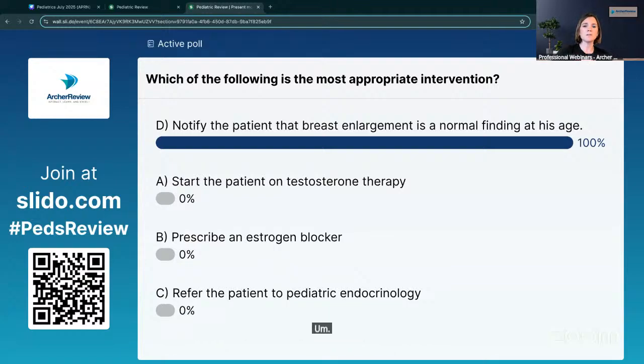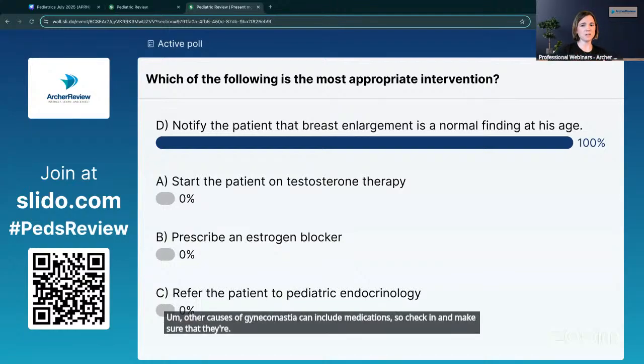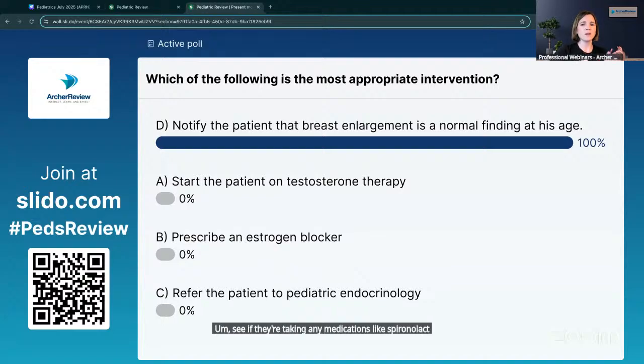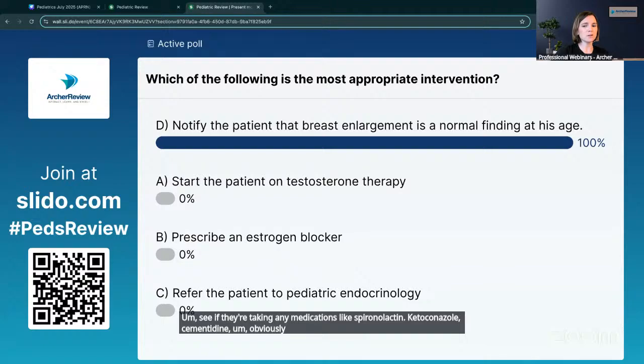Other causes of gynecomastia can include medications, so check and see if they're taking any medications like spironolactone, ketoconazole, cimetidine. Obviously, if they're using any anabolic steroids or any illicit drug use, we're going to screen for all of that as well.